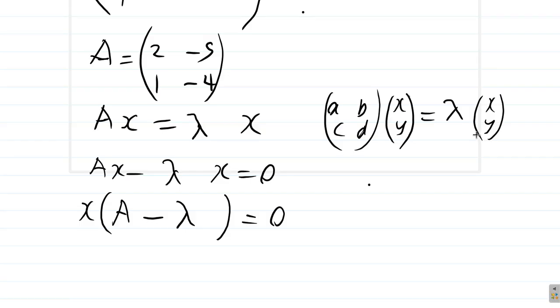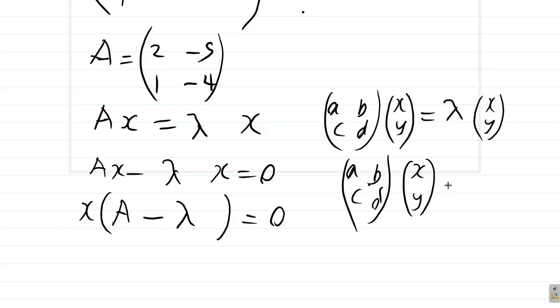Now, here, if you multiply lambda by this, you get lambda x, lambda y, a 2 by 1 matrix. This will also give you a 2 by 1 matrix. Okay, no problem. When you subtract them, this would be the matrix a, b, c, d, times the eigenvector x. And remember, eigen is German for own, so it's its own vector. Right? Minus lambda times (x, y) equals 0.